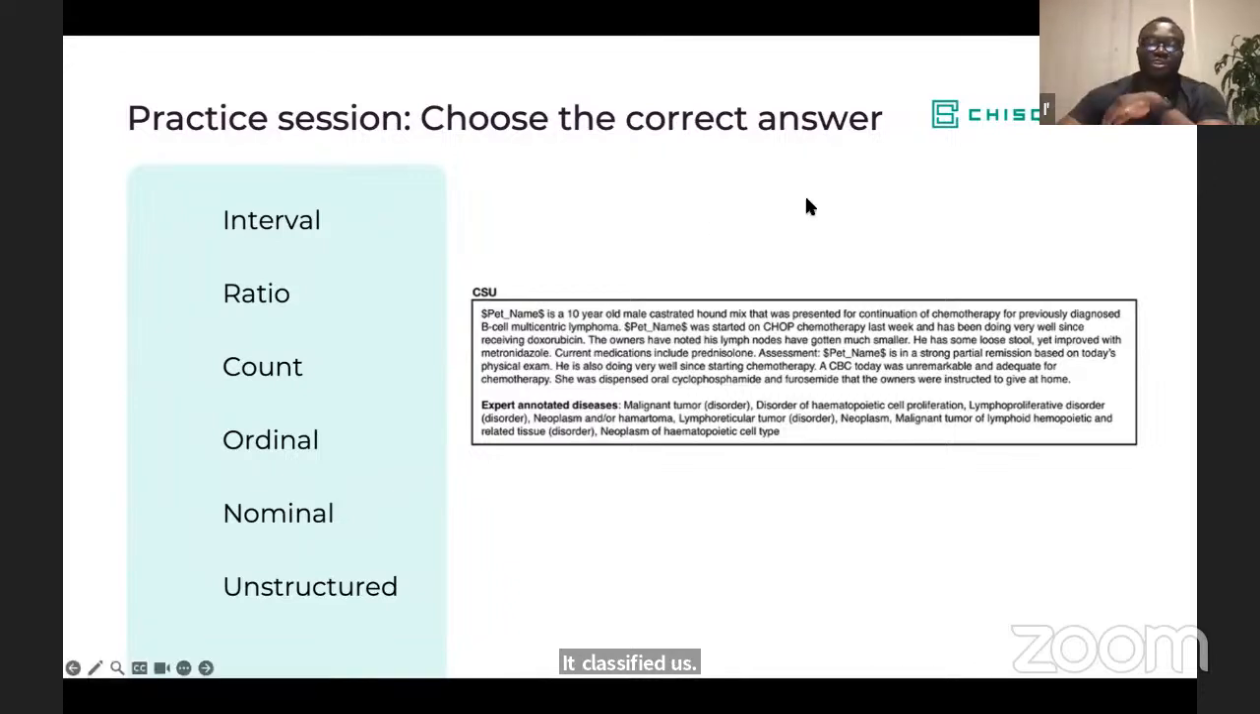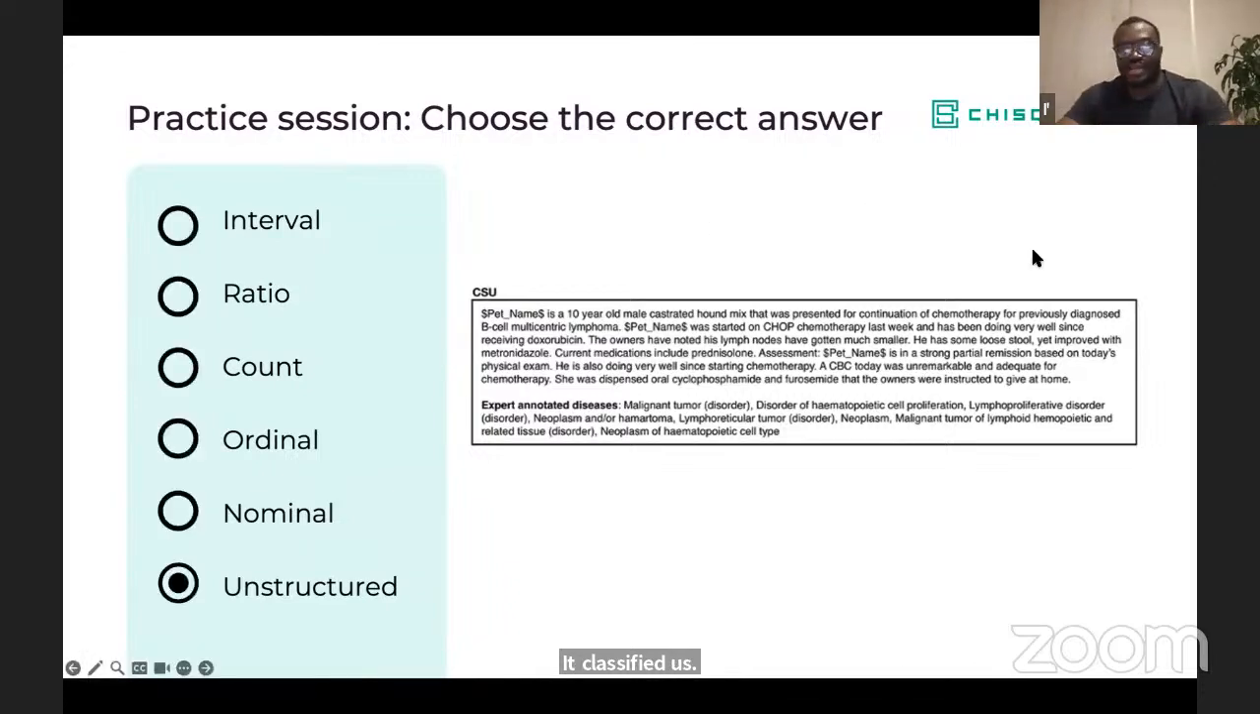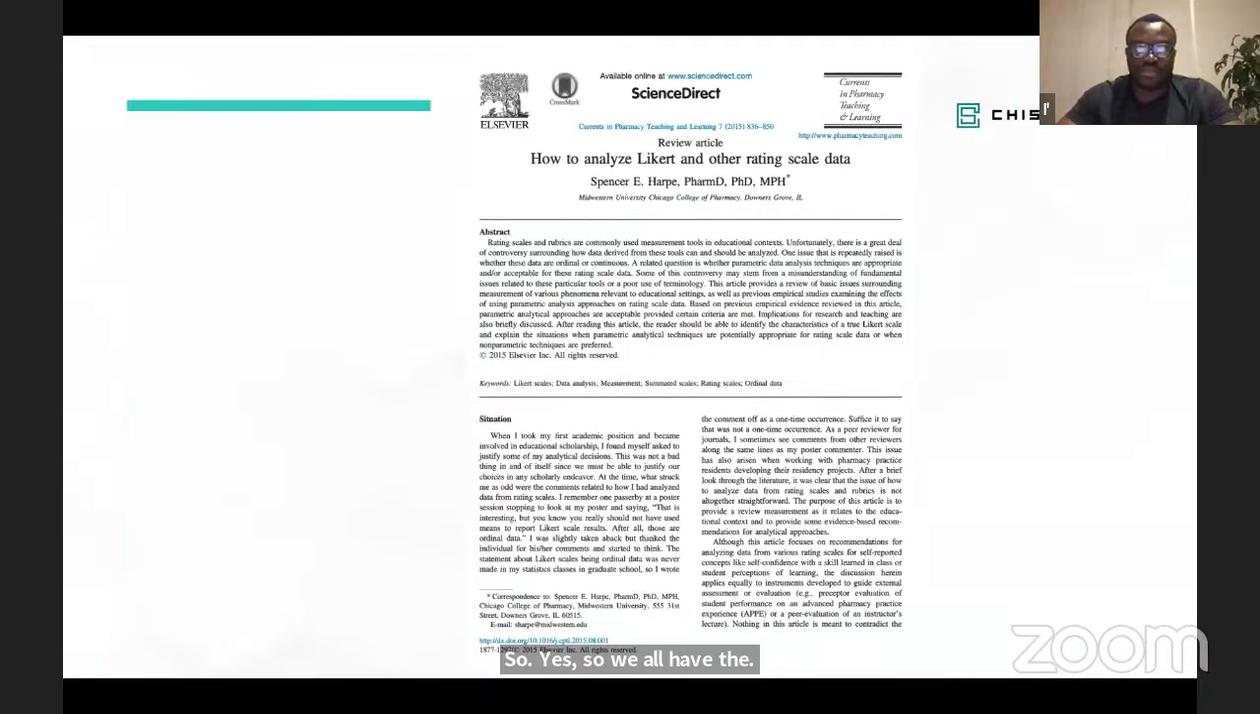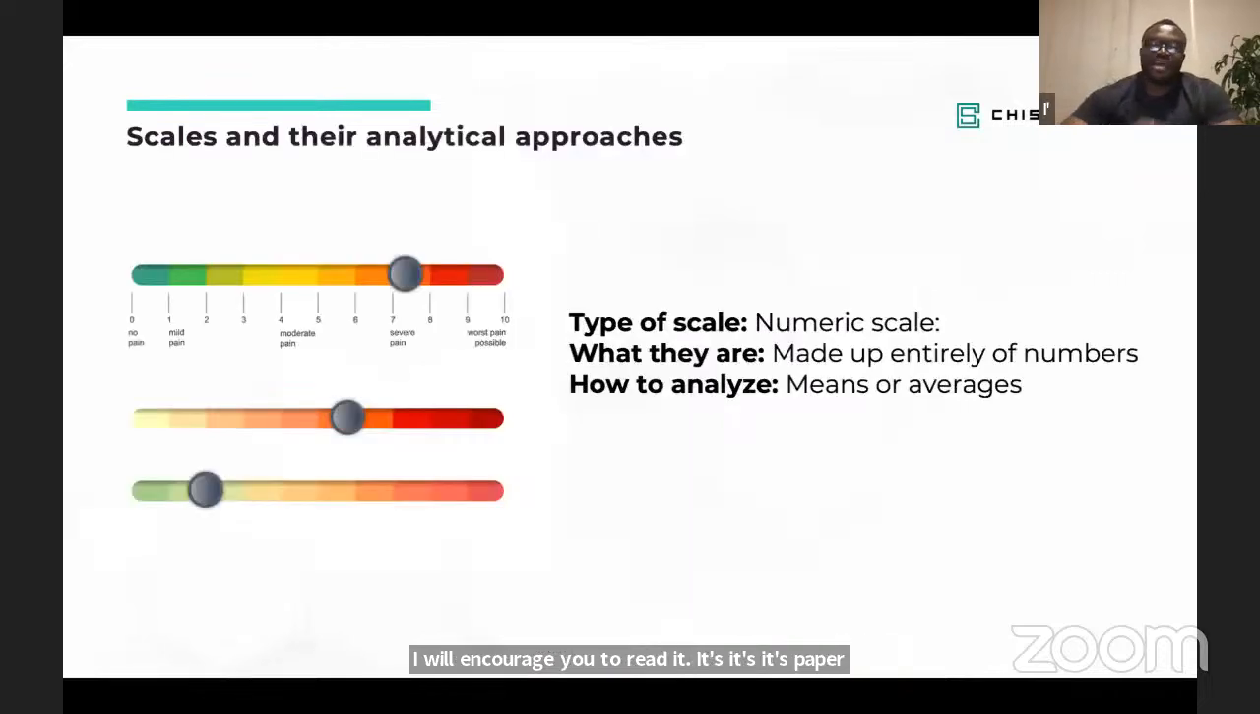Yes, this is unstructured data, right? And so yes, we all have a solid understanding of those variable types. This is a great paper that talks about how to analyze Likert scales. When you get the slides later, I will encourage you to read it. It's a well-written paper.